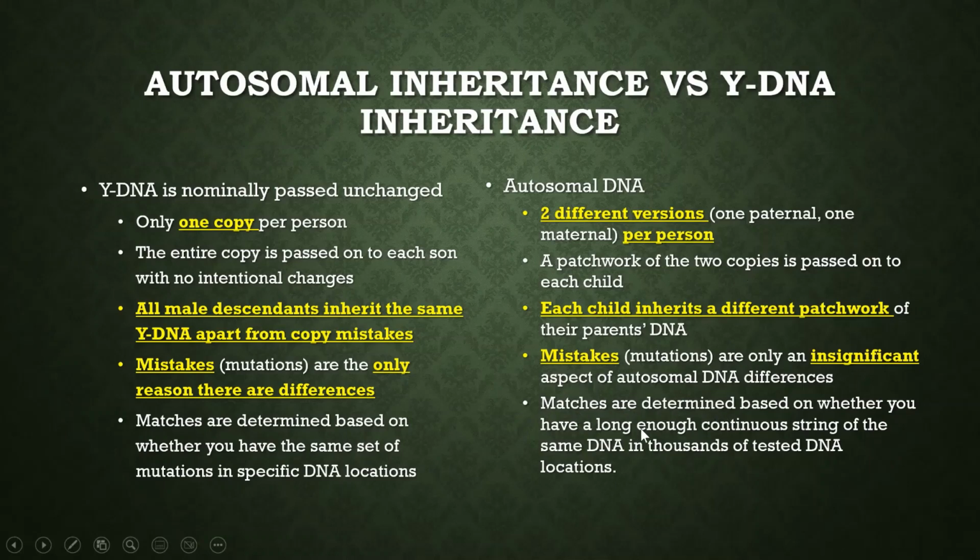So in autosomal DNA, it's not sufficient to just check a few isolated locations. Instead, you check a continuous string of thousands of DNA locations and compare them. And if you've got a long enough continuous string of matching, then we assume that that's because you both inherited that segment from the same ancestor.